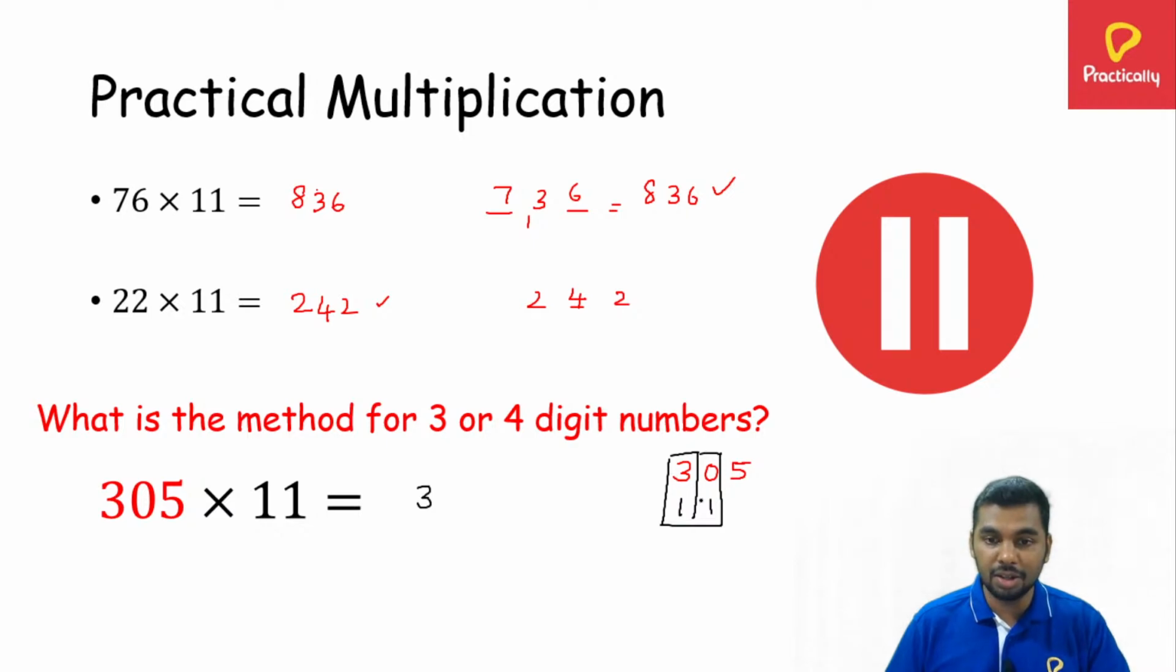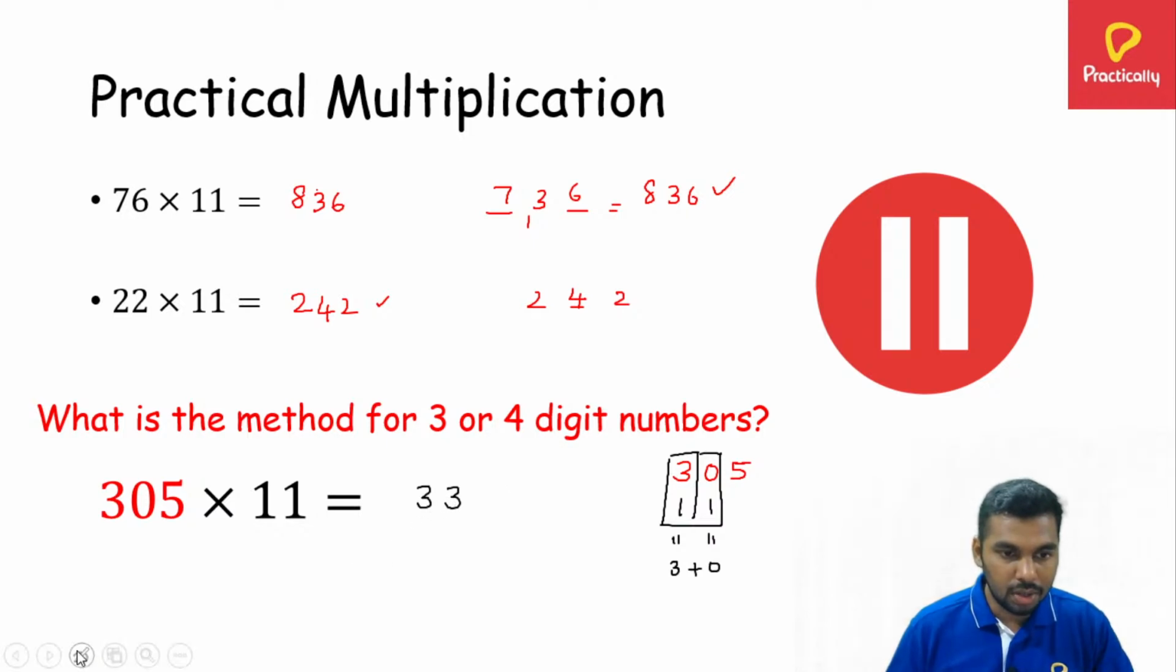Now you have to add the 2. So here the answer is 3. Here the answer is 0. What is 3 plus 0? It is 3. So you will write here. Now the next step, let me just use the eraser. Next step is also very direct.